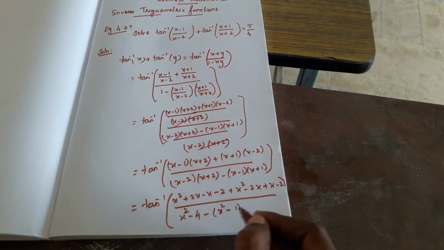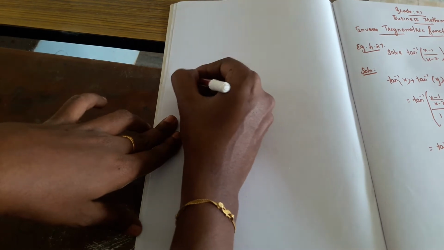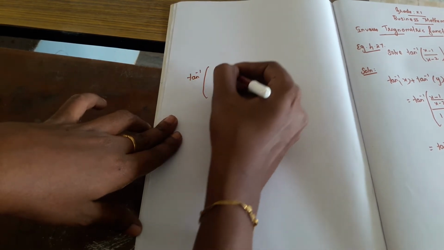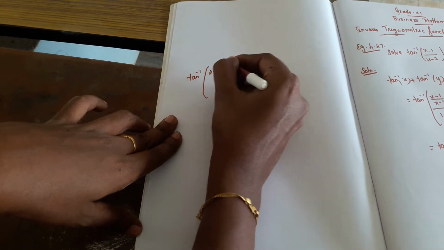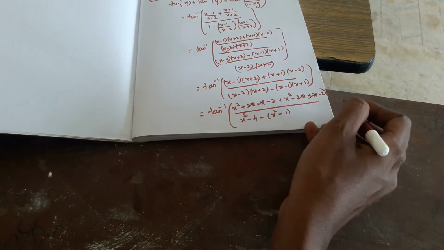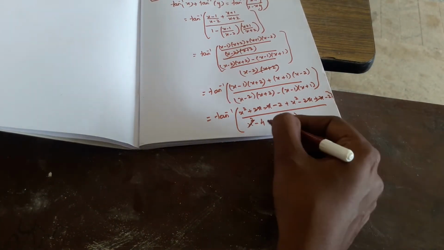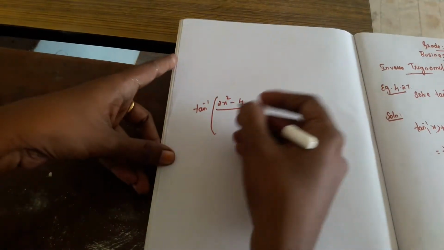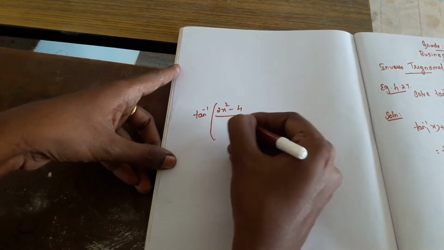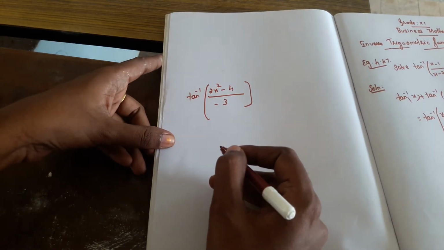So when you are simplifying, we will get tan inverse of the numerator x square plus x square, so totally 2x square. All the x terms you can cancel: 2x minus 2x minus x plus x. So minus 2 minus 2 means you will get totally minus 4, divided by the denominator: x square and minus x square will get cancelled. Minus into minus will change as plus. So minus 4 plus 1 means you will get minus 3. So this is the balance, that is tan inverse of (2x square minus 4) divided by minus 3.